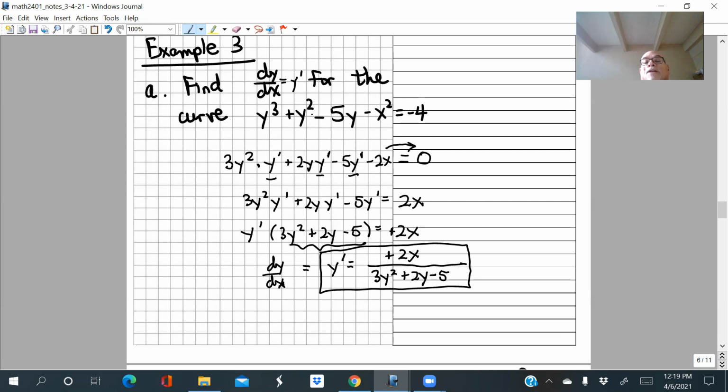All right, so how do I go through this implicit differentiation process? Well, again, you're going to differentiate every term in the equation on both sides of the equation. So it's easy to differentiate -4 with respect to x because that is a constant.